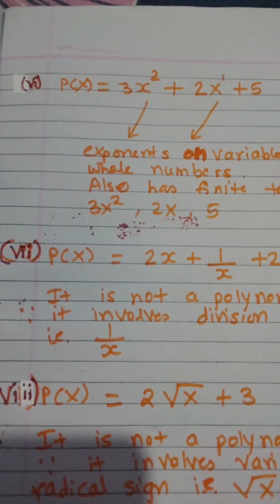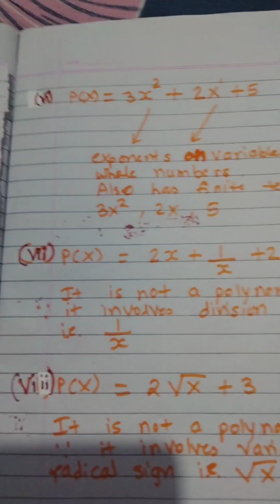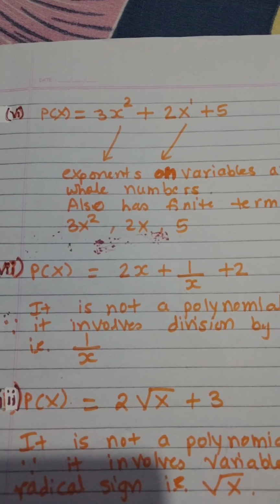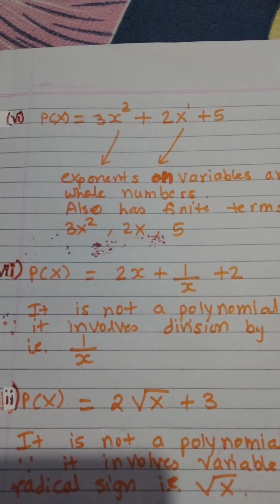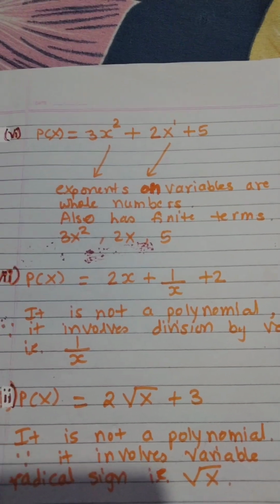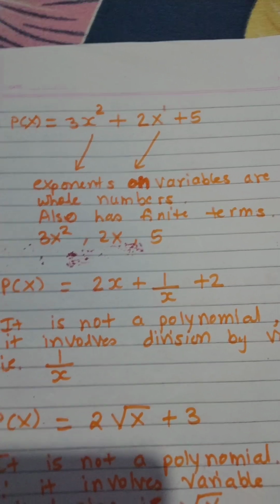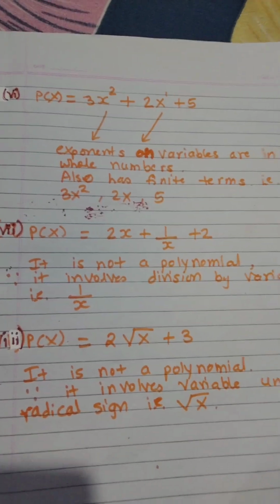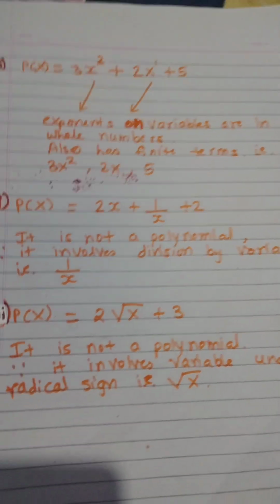The next example is p of x equal to 2x plus 1 upon x plus 2. So this mathematical expression is not an example of a polynomial because it does not satisfy all the conditions for a mathematical expression to be a polynomial, because there is division by a variable here. Here 1 is divided by x. But in case of a polynomial, this 1 upon x is not a term there because it involves division by a variable. Therefore, p of x equal to 2x plus 1 upon x plus 2 is not an example of a polynomial.